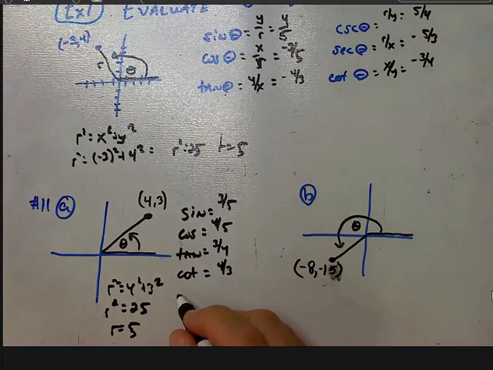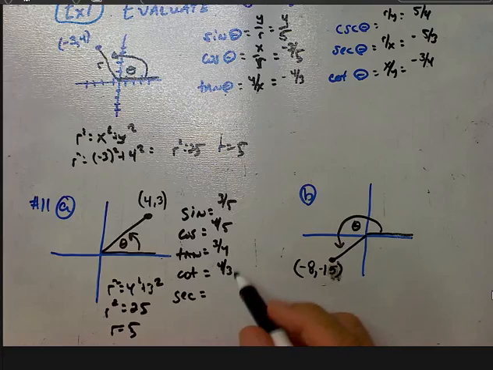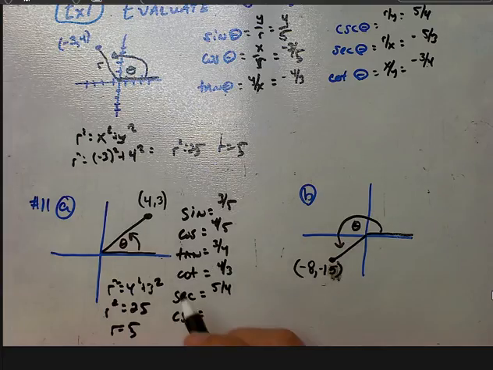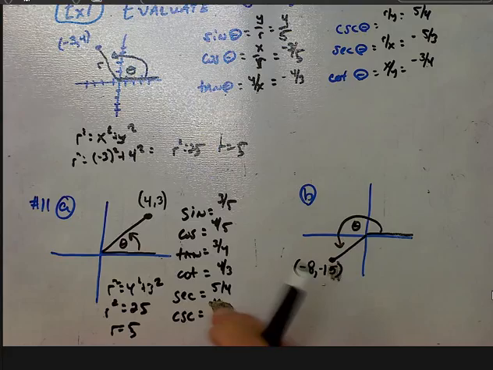The secant value is r over x, so it's going to be 5/4. And the cosecant value is r over y, so that's not 4/5, that's incorrect. It's going to be 5/3. Okay, try B.